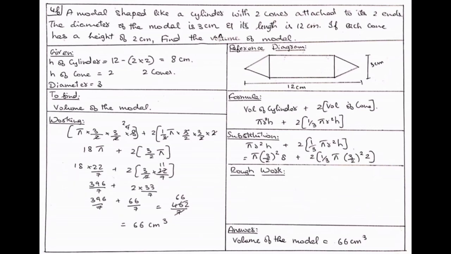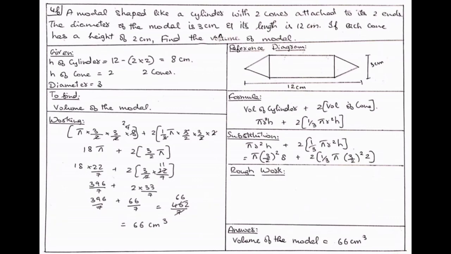The diameter is 3, so the radius is 3 by 2. We have to find the volume, and the formula will be volume of cylinder plus 2 into volume of cone, because there are two cones. So pi r square h plus 2 into 1 by 3 pi r square h. We work on it and we get pi into 3 by 2 into 3 by 2 into 8, and we cancel things, and plus 2 into 1 by 3 pi into 3 by 2 into 3 by 2 into 2. And we get 18 pi plus 2 into 3 by 2 pi.